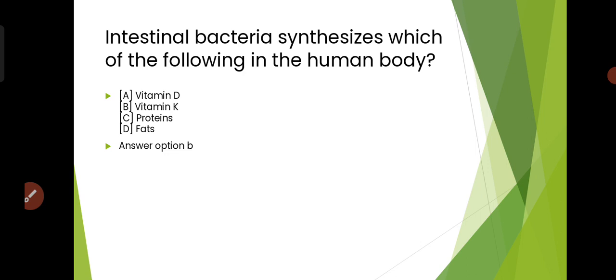Okay, the answer is vitamin K. That is option B. Vitamin K is a fat soluble vitamin. Other fat soluble vitamins are A, D, and E. And talking about water soluble, it's B and C. The important function of vitamin K is that it helps in clotting blood and building of bones. Okay, now moving on to the next question.